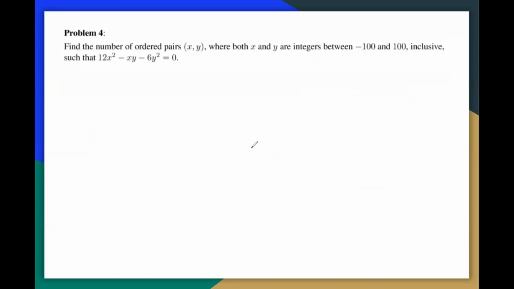Number 4: find the number of ordered pairs (x, y) where both of these are integers between -100 and 100 inclusive, such that this expression is equal to 0. The first thing I think is maybe we can try factoring, because we are trying to find integer solutions. When you have integer solutions, it is good to try factoring.